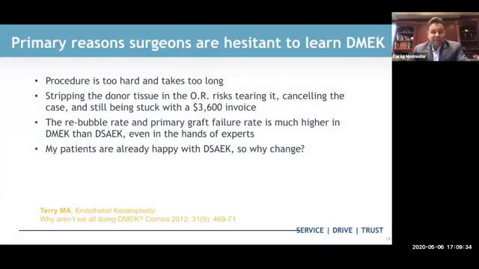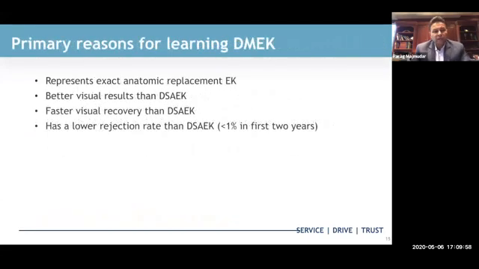Why are people hesitant to learn DMEK? And this is from Mark Terry, who did some work on this a few years ago. Some of the criticisms of DMEK were that it was too hard, it would take too long. We didn't want to be stuck stripping the donor and messing it up, which is difficult, by the way, as having done that, I can tell you. And they found that the rebubble rate was really high. And again, patients were very happy with DSEK. So why change? Well, again, it's a more exact anatomic replacement. You get better visual results, faster visual results, and a lower rejection rate.